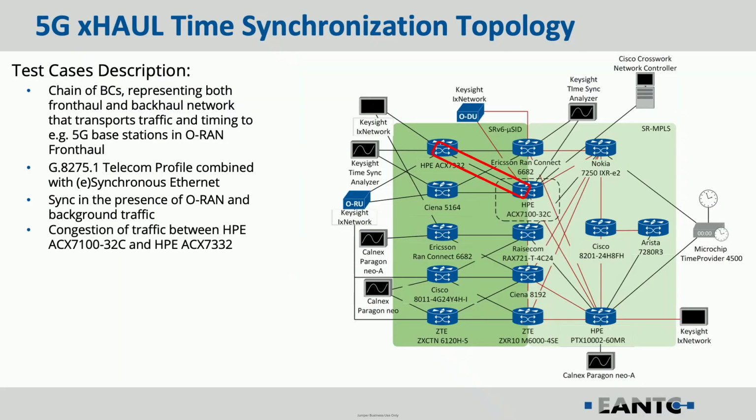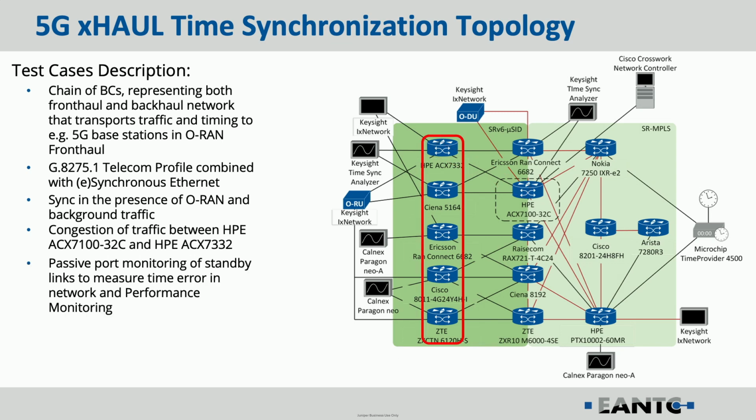So what we do in some of the test cases is that we have a congestion on a link between two devices in the topology, and we wanted to see if PTP and the performance of the synchronization were affected. So that was one thing.